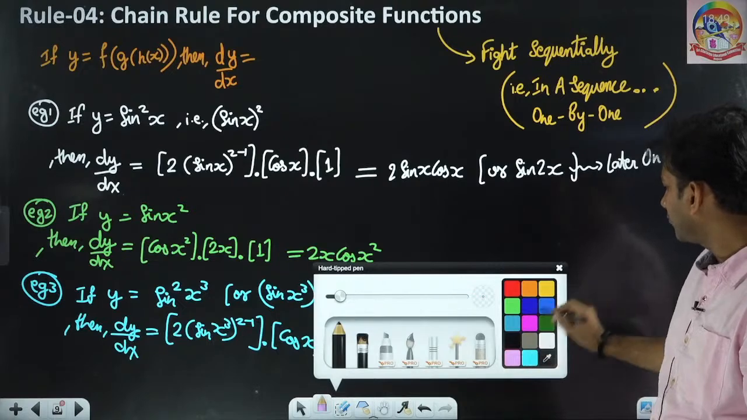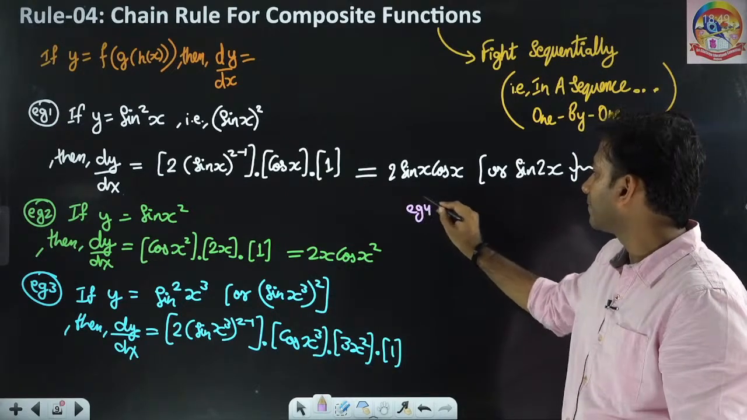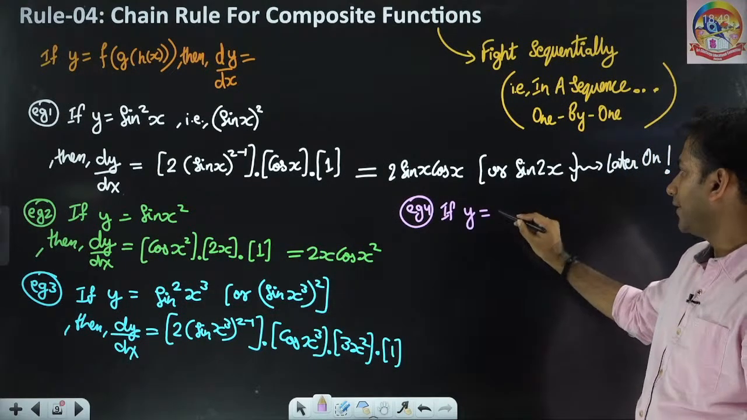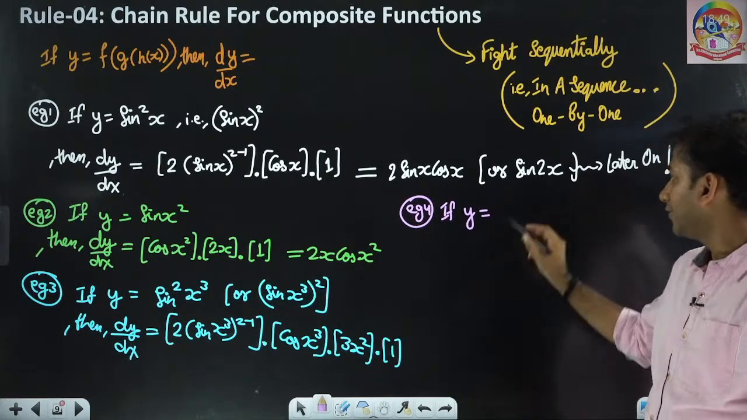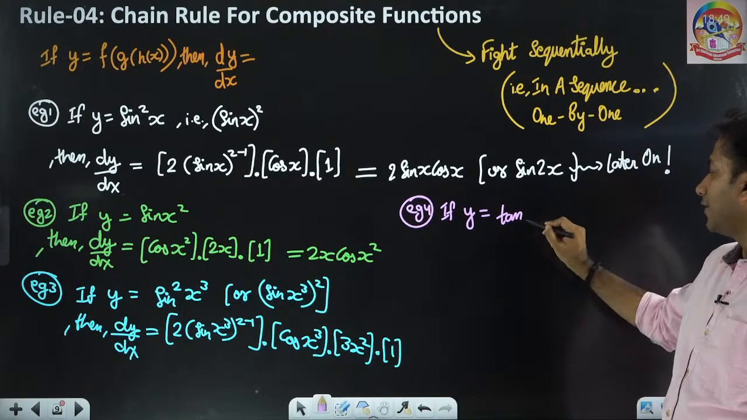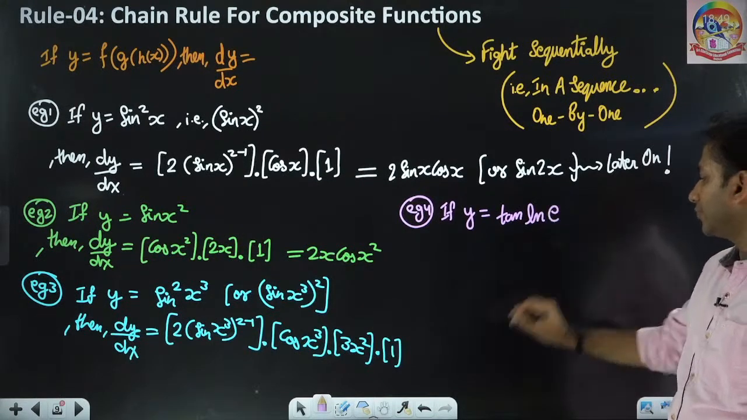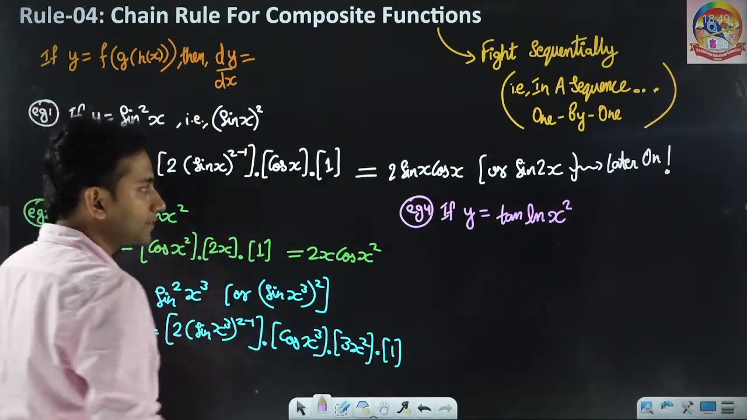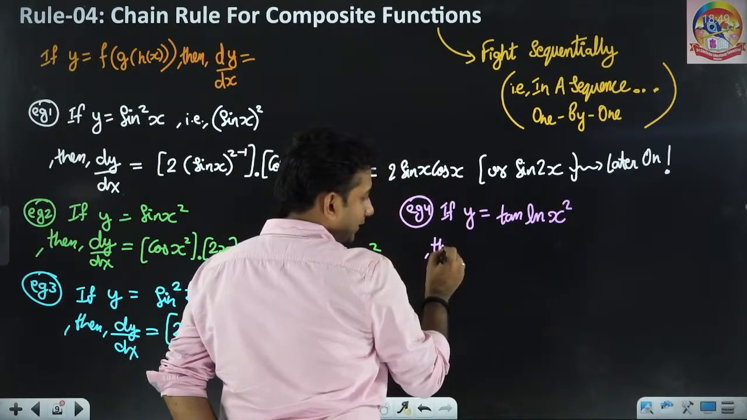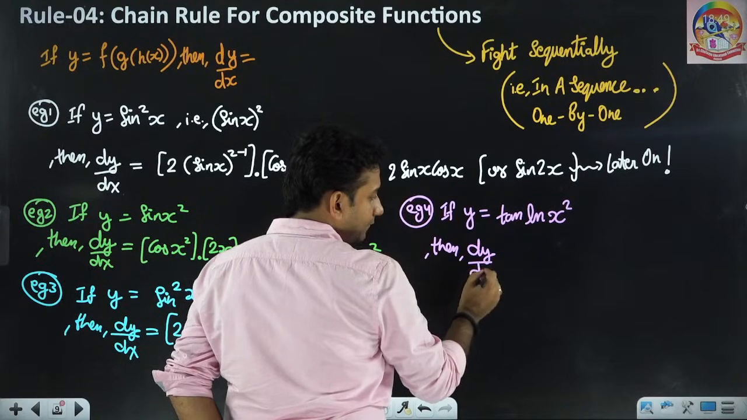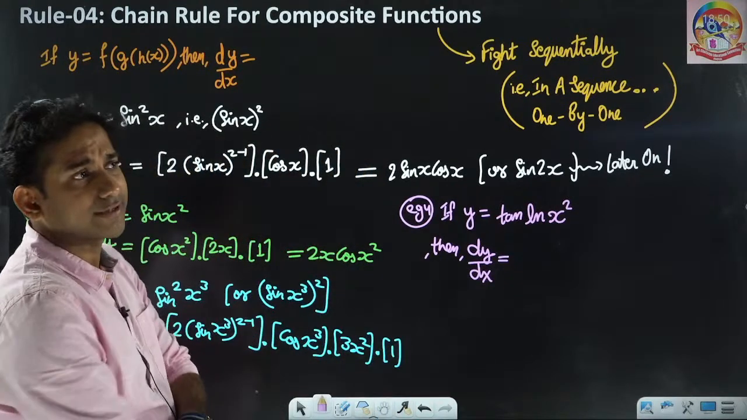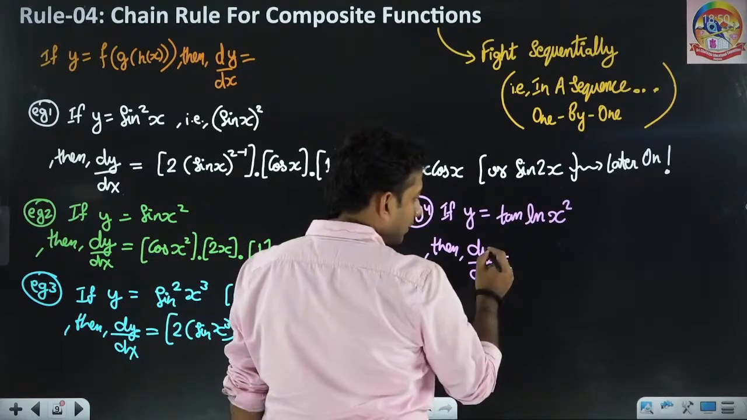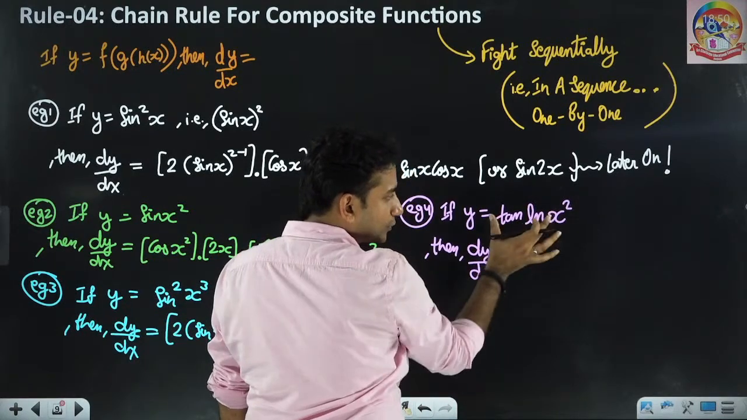One more example. Example 4. If y is equal to tan of ln of x square, okay, tan of ln of x square, then you will say dy by dx will be equal to... just after this we are going to start the NEET questions, what type of questions came and what are going to come. Okay, so dy by dx of that will be equal to, which is the outermost function?